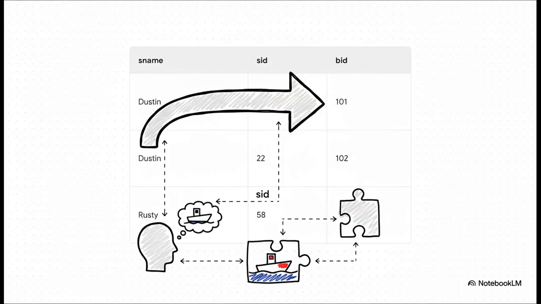But when the database performs a join using that common sailor ID, voila, it creates this temporary combined table. And now, all of a sudden, it can see exactly which sailor's name goes with which boat reservation. It's put the pieces together. Now for our full question, it would do this one more time to bring in the boat's color from a boats table. Pretty neat, huh?